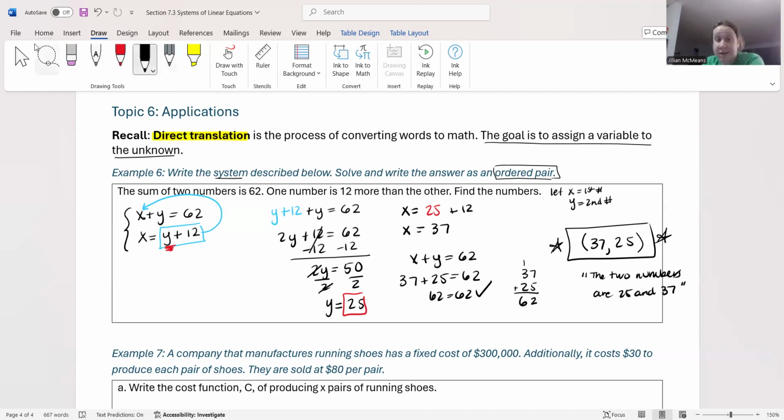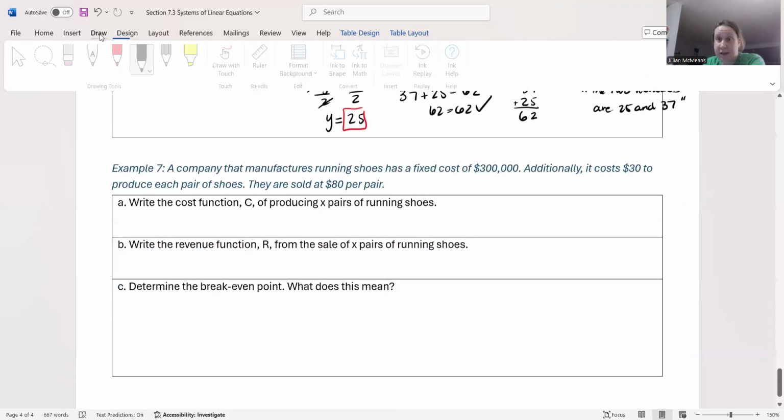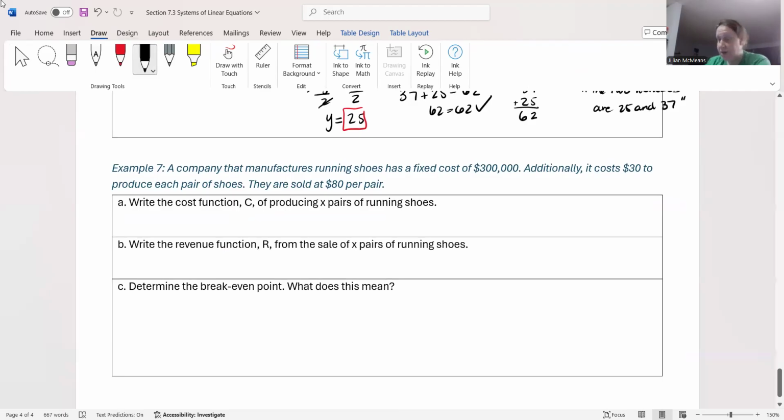Okay. Now, next up for example 7, this is more of a real world application. And this is a very classic example of dealing with systems of equations where you're dealing with cost, revenue, profits, things like that. Okay, so example 7 says a company that manufactures running shoes has a fixed cost of $300,000. So, regardless of the number of pairs of shoes they produce, they're always going to be spending that amount. That could be rent, that could be utilities, that could be payroll. Okay, that could be whatever.